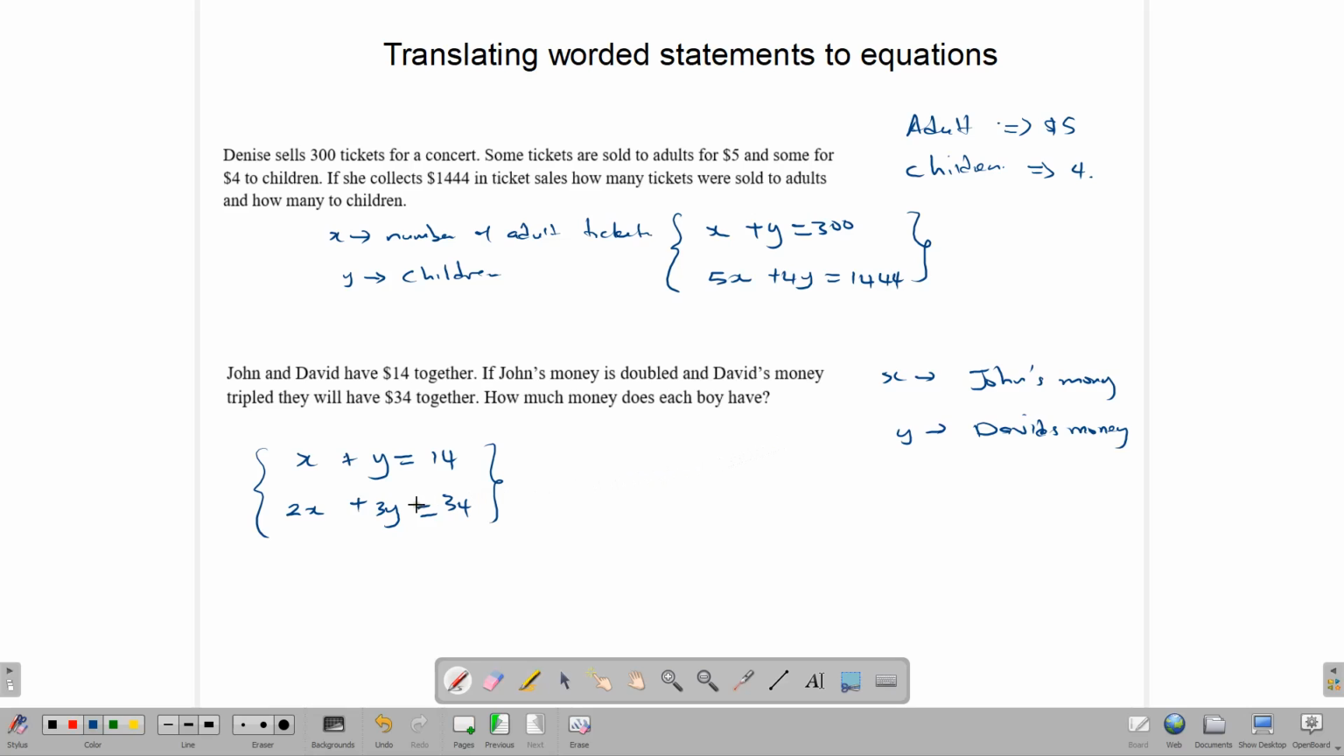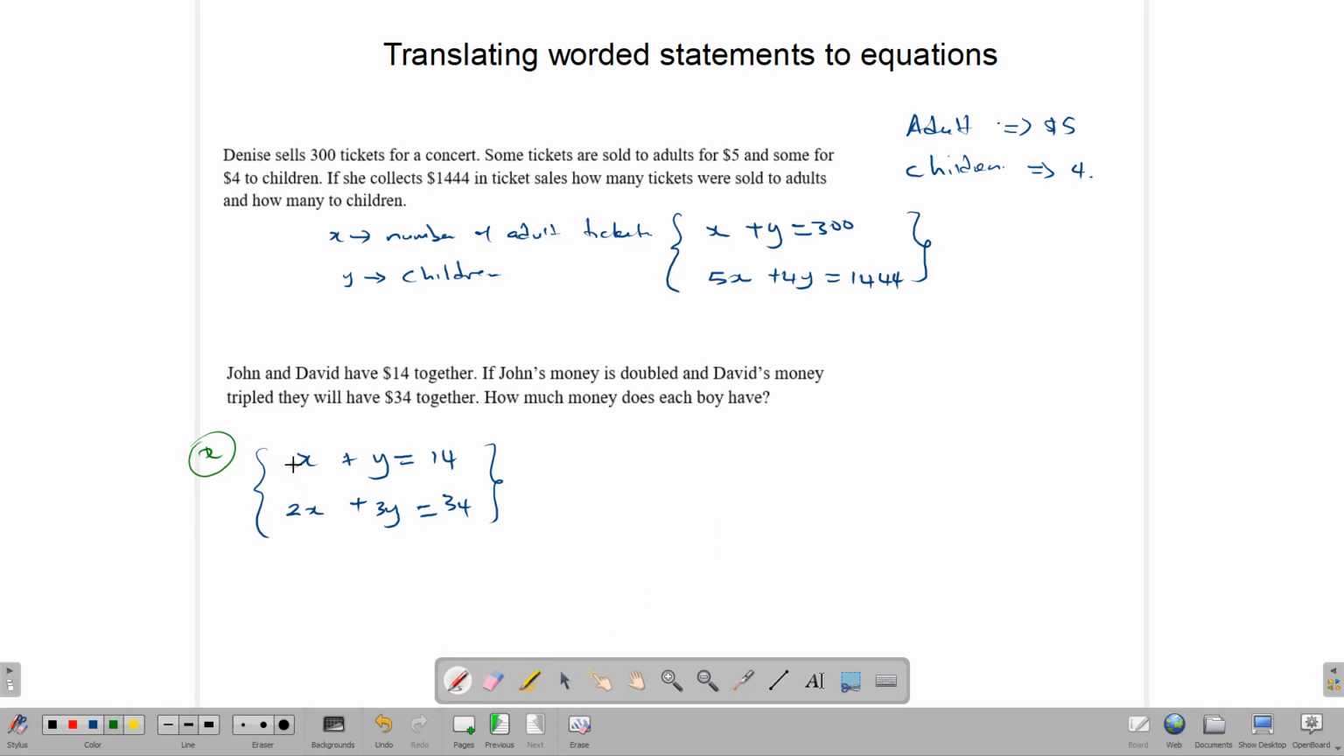In solving it, you could use the elimination method, and you could find the value that you want, and you could decide how much money each boy has. But for now, our interest is in showing how to change these worded situations into mathematical form. Remember, in the elimination method, we look at the coefficients. So I'm going to eliminate the x here.